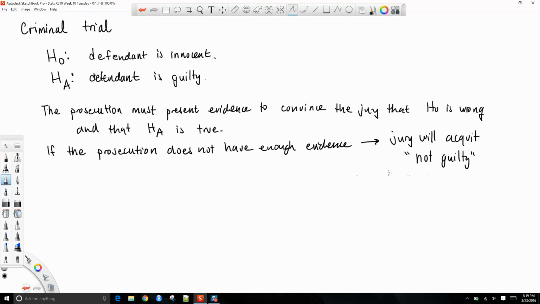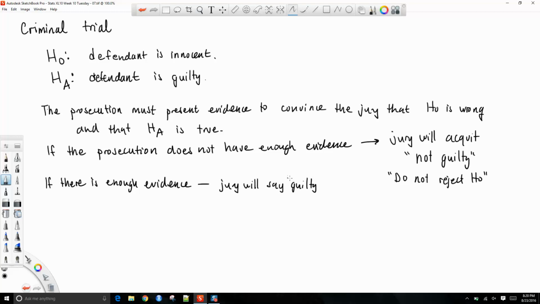So this is do not reject the null. We never say we accept the null. The jury never says they find the defendant innocent. Okay? And on the other hand, if there is enough evidence, then the jury will say guilty, or reject the null and accept the alternative. Okay.